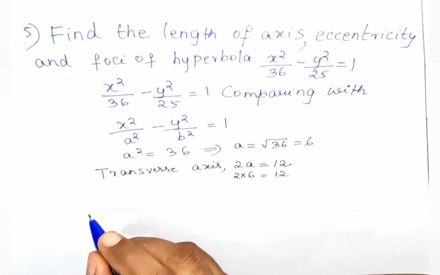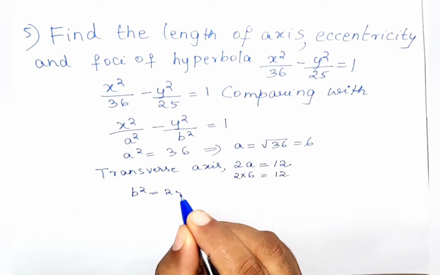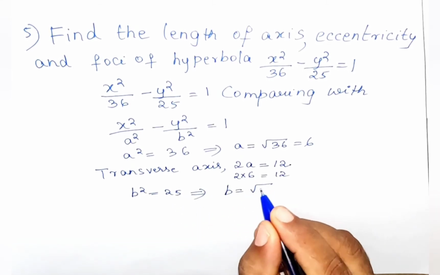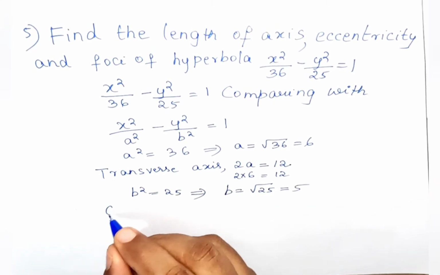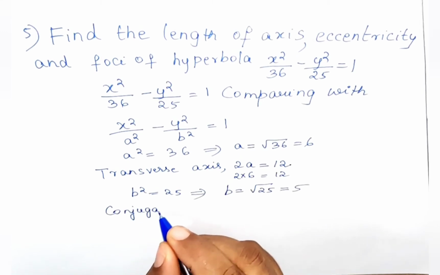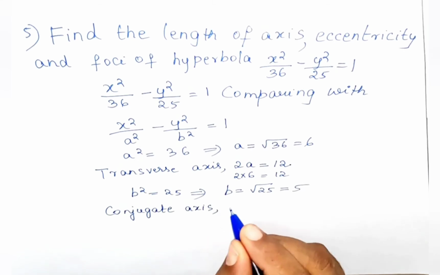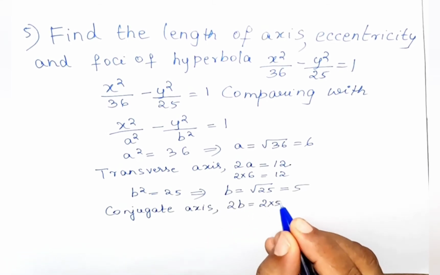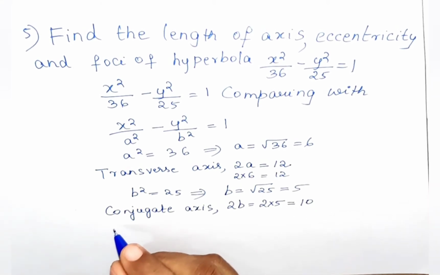Now let us find the value of b. In b's place we have b square is equal to 25. That is, b will be equal to root 25, which is equal to 5. Hence the b value is 5. Now we are finding the conjugate axis. What do you think is the formula for the conjugate axis? The conjugate axis of the hyperbola is given by 2b. So 2 into b, which is 5, 2 into 5 is equal to 10.